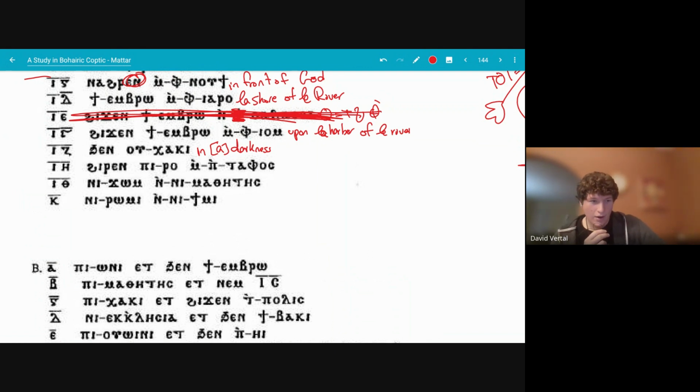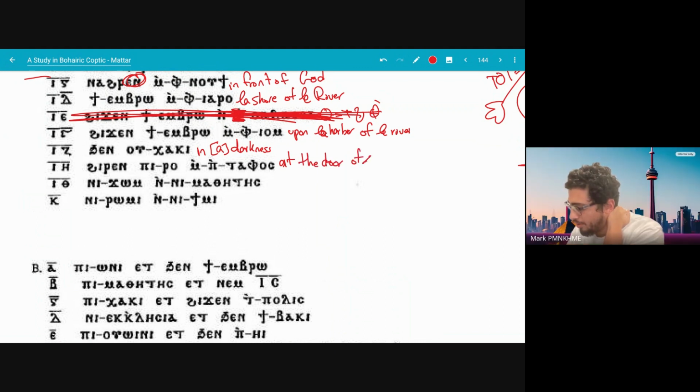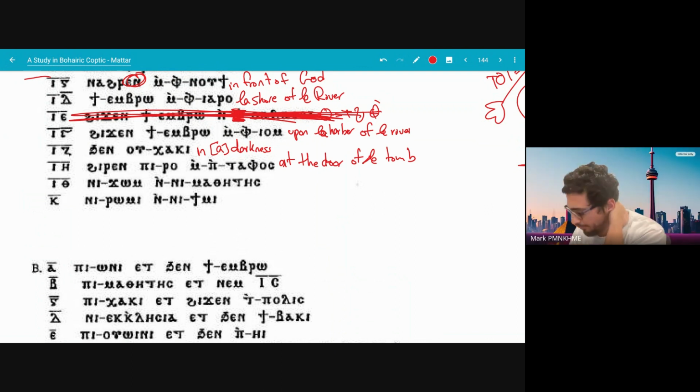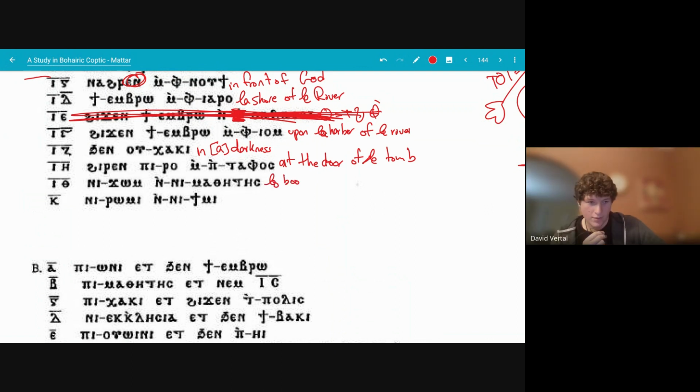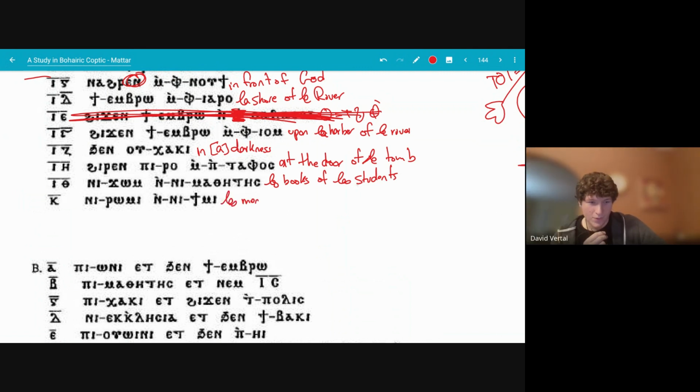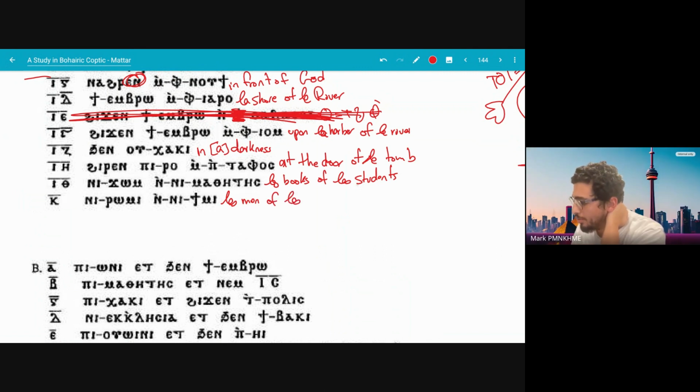All right. Hiren Pedro Emetapos, in the presence or at the entrance of the door of the tomb. Yes, at the door of the tomb. Nijom Eni Matetes, the books of the students. Yes. Nidromi and Nitimi, the men of the villages or towns. Yes. Because there's another word for city.